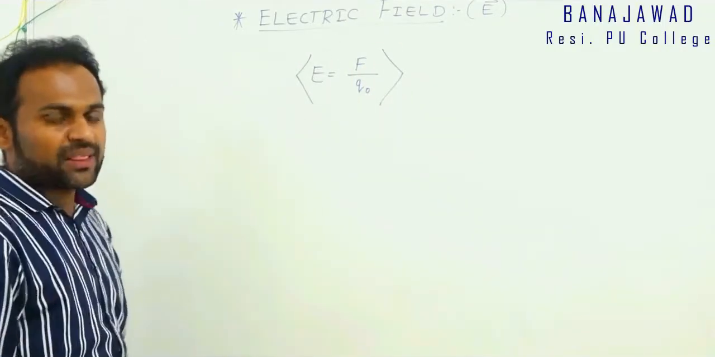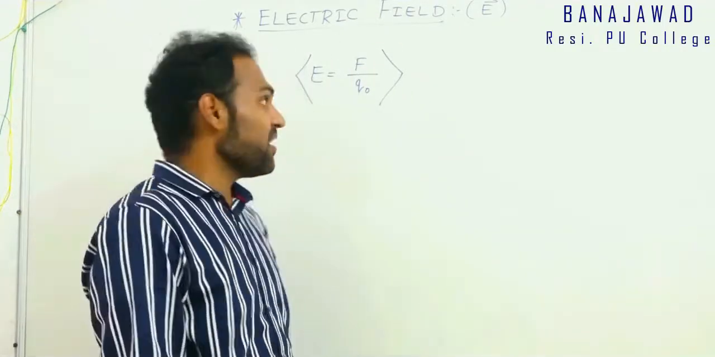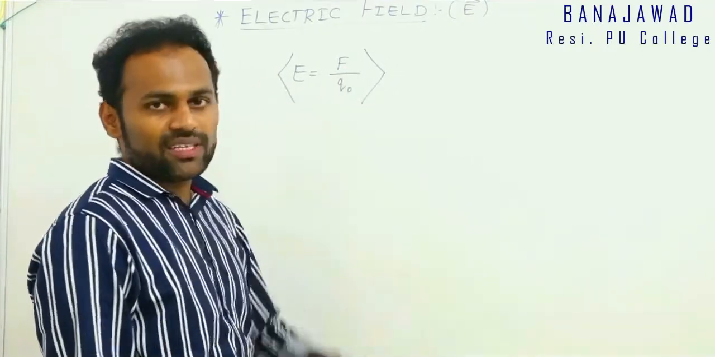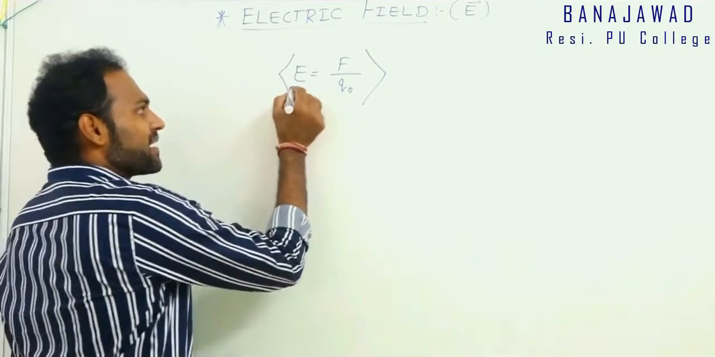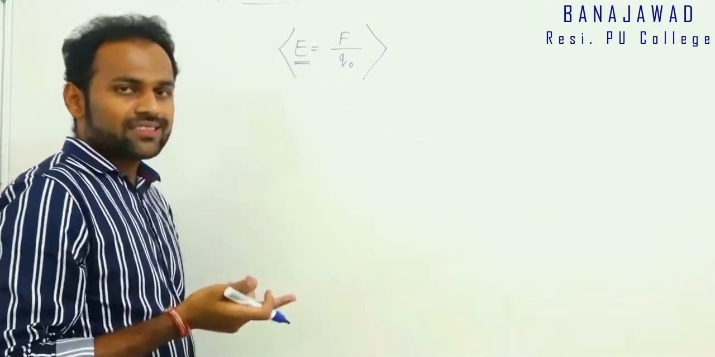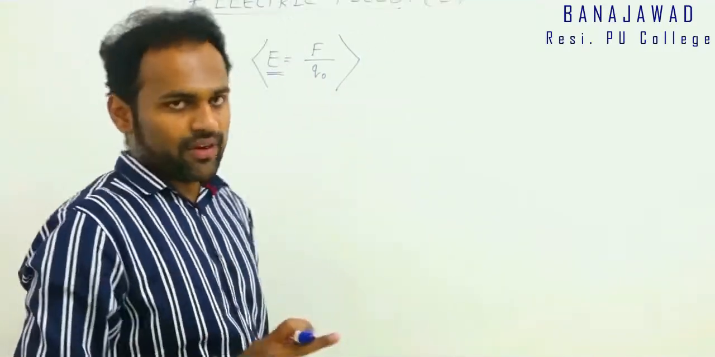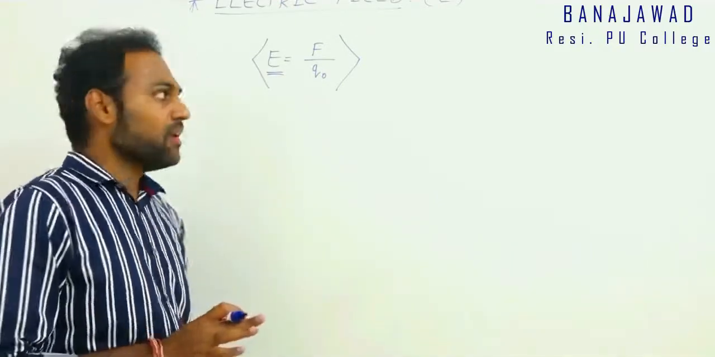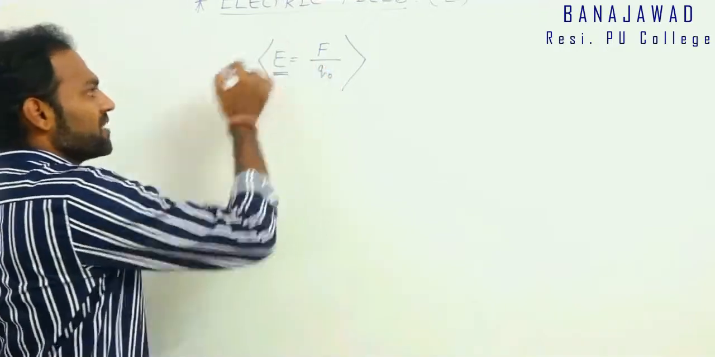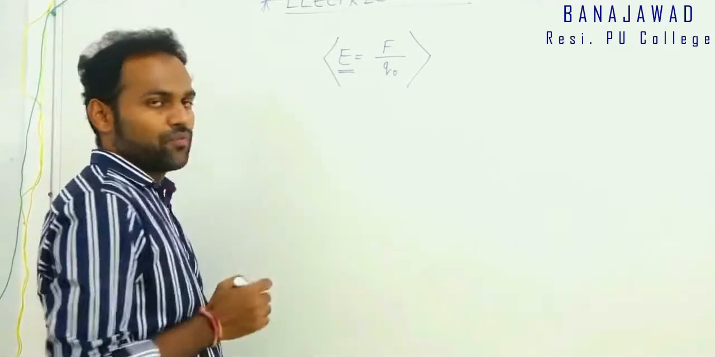This is the mathematical expression for electric field in terms of electric force as well as the test charge. See, this electric field is also called electric field intensity or electric field strength. In some questions, the wordings used will be different: either electric field, or electric field intensity, or electric field strength. Okay, so we got to know what electric field is as well as its mathematical expression.